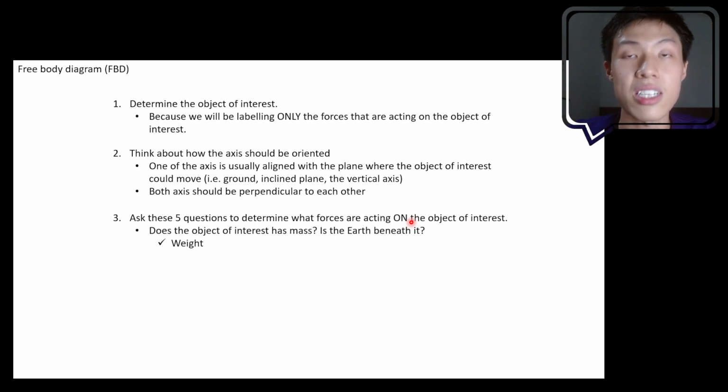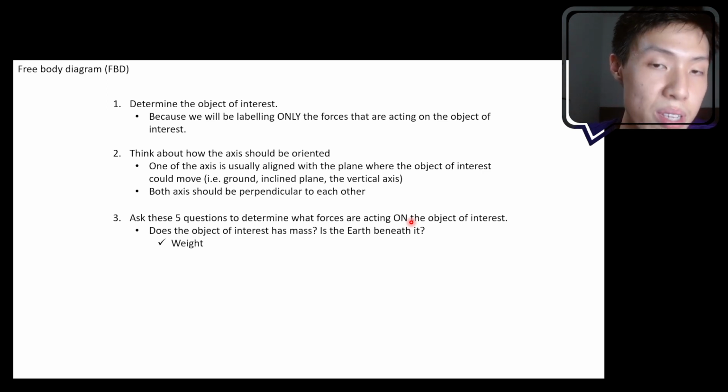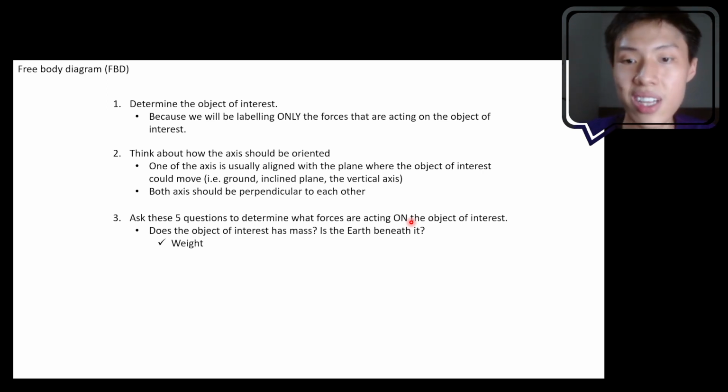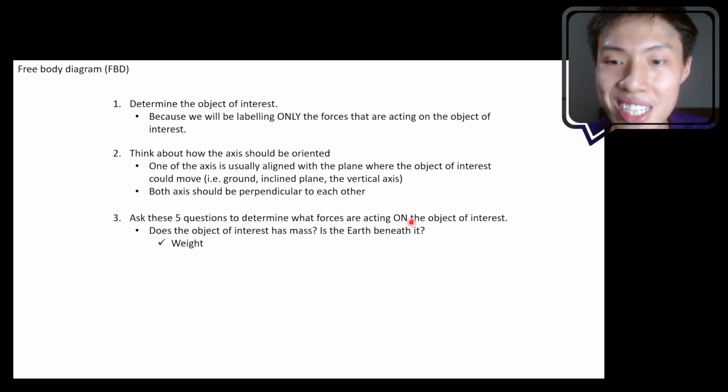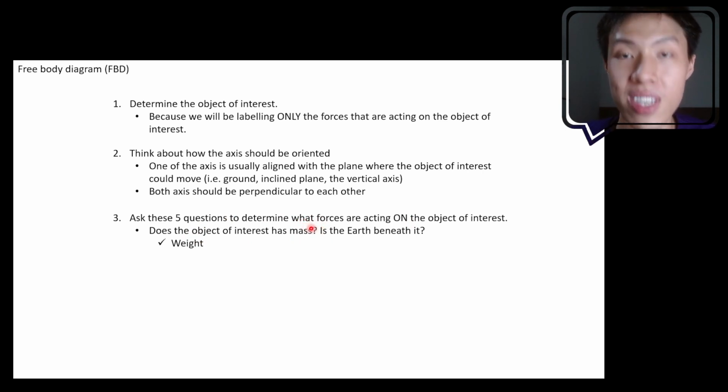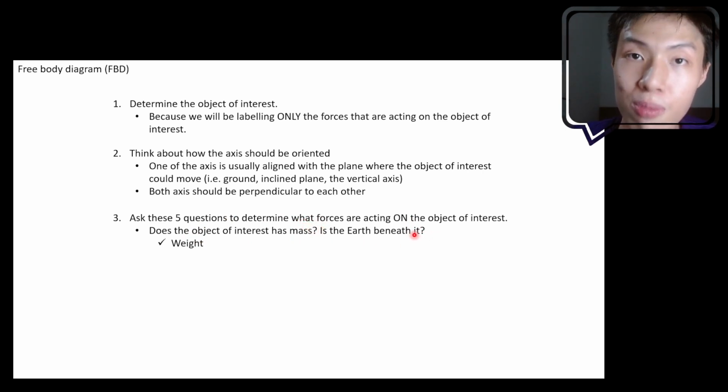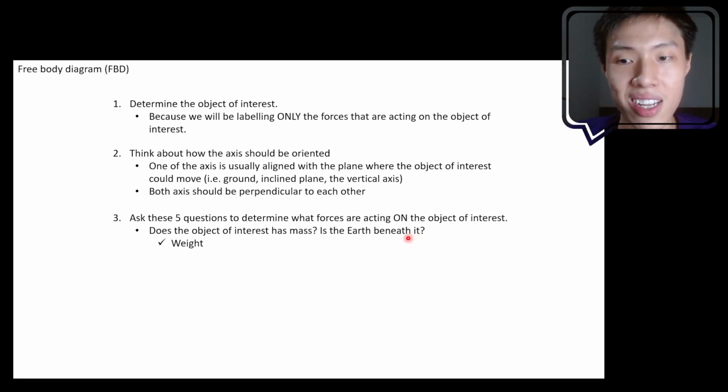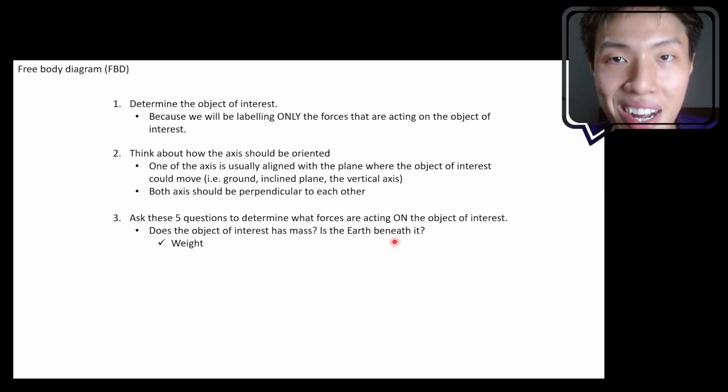The first question is, does the object of interest have mass or not? You might think it's an obvious answer. Of course, an object has mass; since when does an object not have mass? Well, in physics, yes, it's possible to be massless. So you have to always ask yourself this question, whether it has mass. If it has mass, is the earth under the object? If yes, then the weight is there, and it's pointing downwards. If the earth is not beneath you, then your weight might be pointing in another direction.